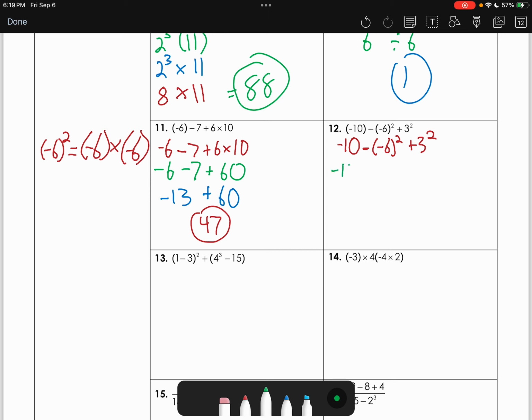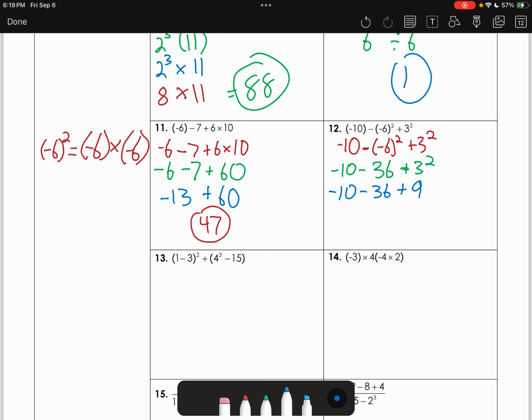Let's just move our negative 10 down and our subtraction sign down. So in parentheses, negative 6 times negative 6 equals 36. And then we're going to go over here. We're going to move our plus and our 3 to the power of 2 down. And let's just do the next one. So now we still have some exponents to deal with. Negative 10 minus 36 plus 3 times 3, because 3 to the power of 2. 3 times 3 is going to be 9.